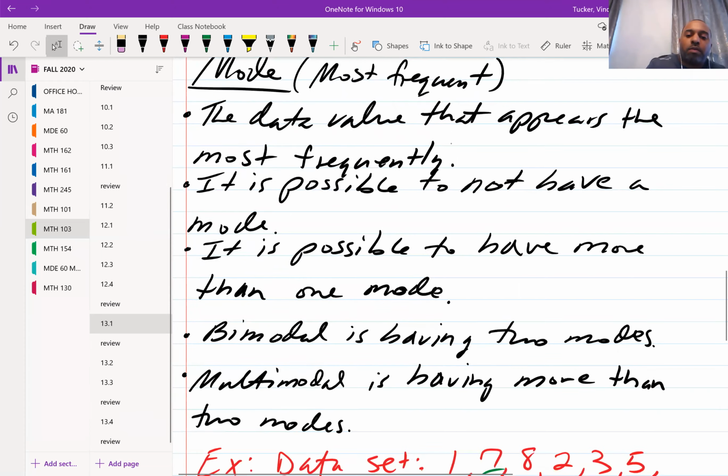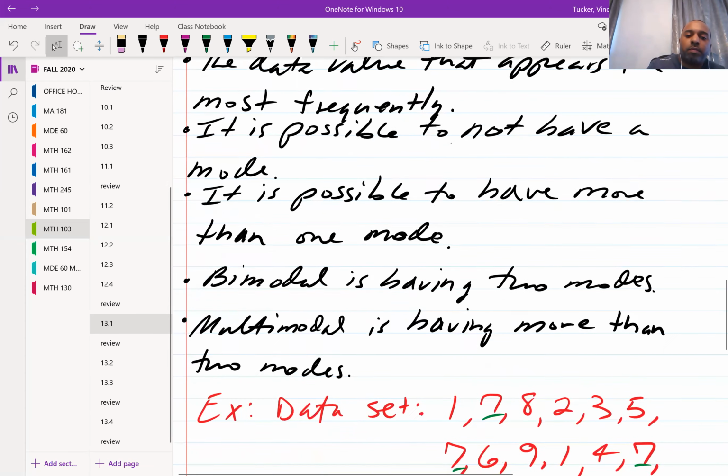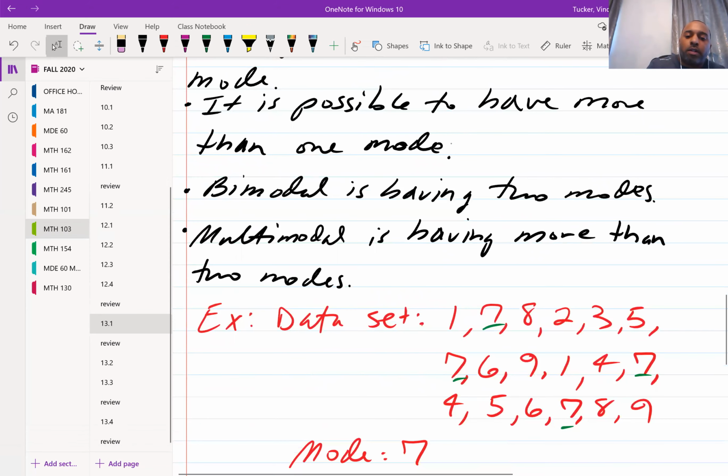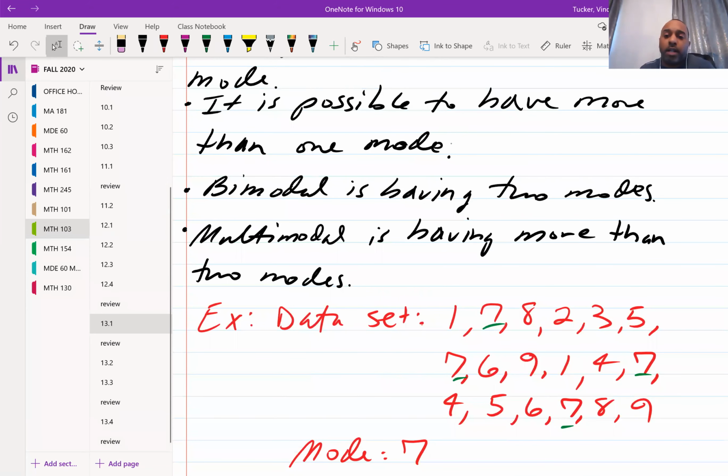All right, everybody okay for me to scroll up? All right, so if I have the data set 1, 7, 8, 2, 3, 5, 7, 6, 6, 9, 1, 4, 7, 4, 5, 6, 7, 8, 9, your mode would be 7 because it shows up the most.